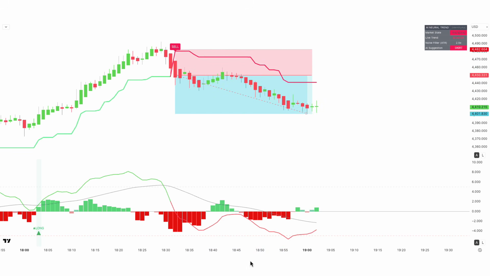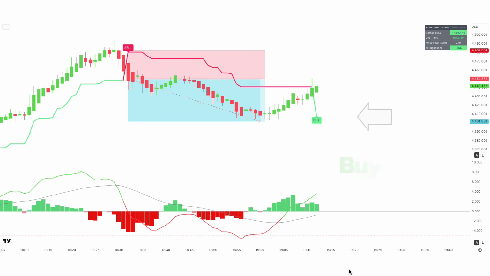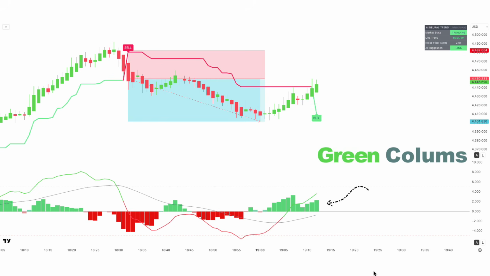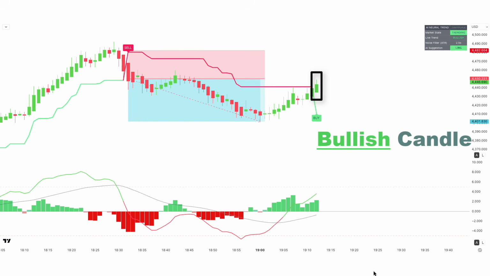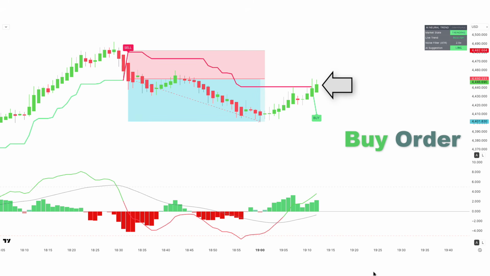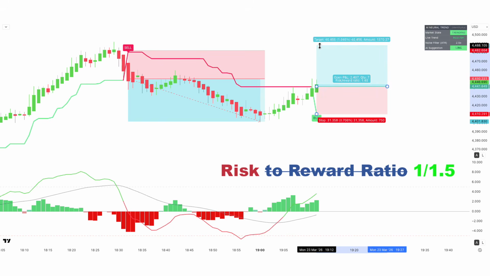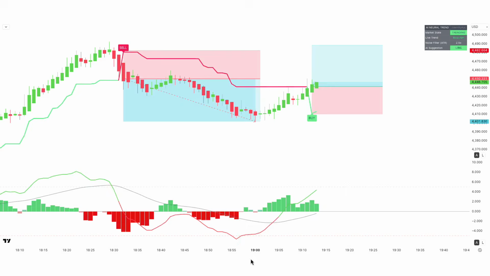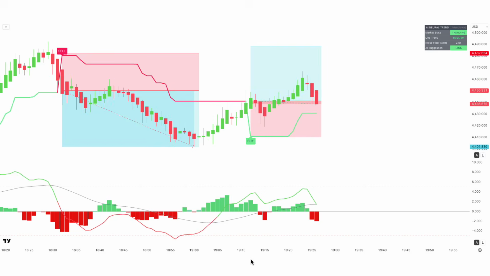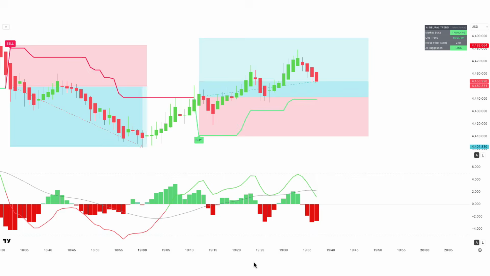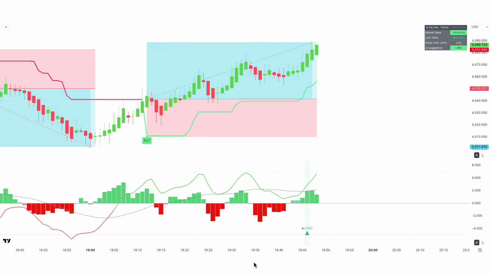Let us now understand the long position. When the AI Neural Trend Predictor arrow of this indicator is a buy signal, when the Insignia AI Oscillator shows green columns, and when the market forms a bullish candle, if this condition is fulfilled, then we will place a buy order. Our stop loss is to be placed at the green line, and the risk-to-reward ratio will be 1:1.5. The market has completely hit the target.